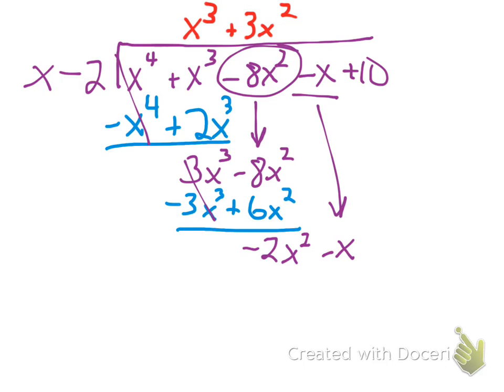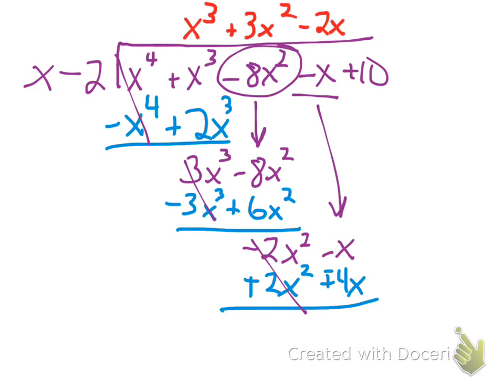I go through and continue the same process. So how many times does x go into negative 2x squared? That's going to be a negative 2x times, multiplying times those two, and I end up getting negative 2x squared plus 4x. Switching my signs makes that a positive and a negative there. Adding them together, I get 0, and I get a negative 5x.